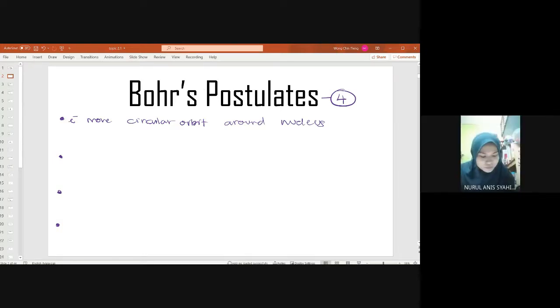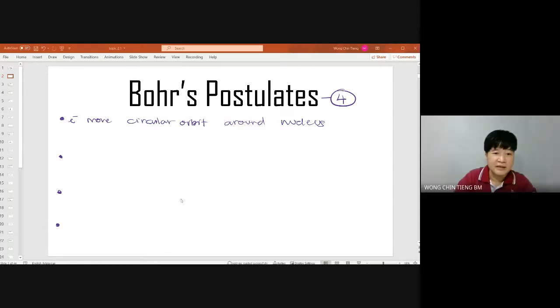In the permitted orbit, energy associated with electron motion is quantized. Alright, in the other words, saya simplified kan lah. Yang kamu tu kamu baca dan nota je kan, I knew it. So, the second one is basically electron at specific energy level. Alright, at specific N, will have specific energy.